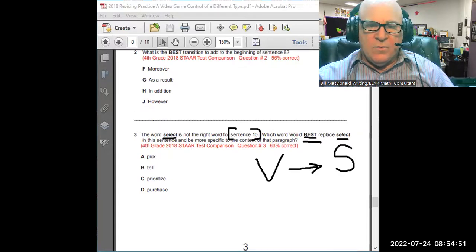So when we look over here to the right, and I believe that you can see, hopefully you can see, I see it's lit up. So let me go ahead and stop sharing. Select in sentence 10.